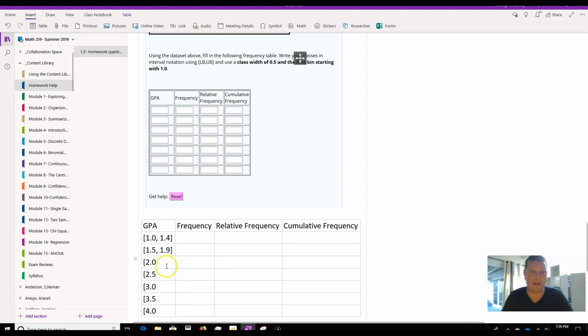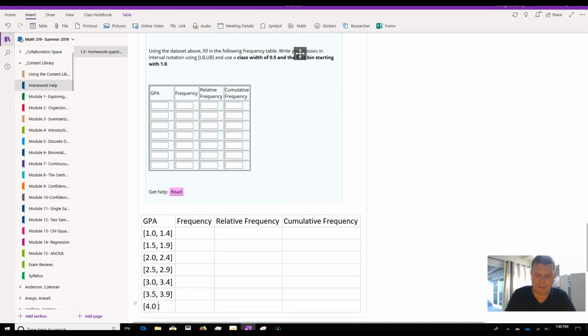Okay. Here's 2.0 to 2.4. 2.5 to 2.9, 3.0 to 3.4, 3.5 to 3.9, and then 4.0, and this one's going to go to 4.4 because it's going to be just like all the other classes, right? Where we go right up to the edge, but we don't include it in the next class beginning. The next class, what we call it, it's a cutoff, right? Okay, the next cutoff of the class.